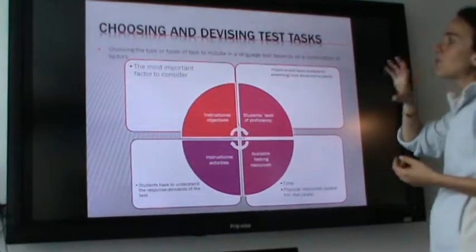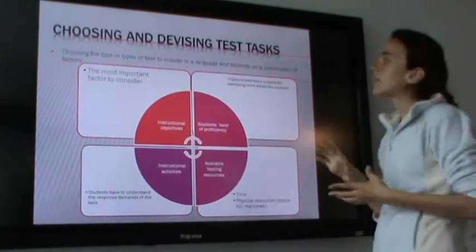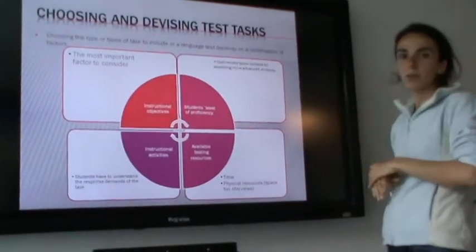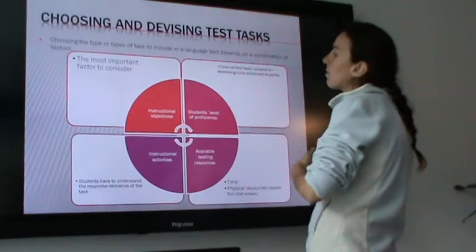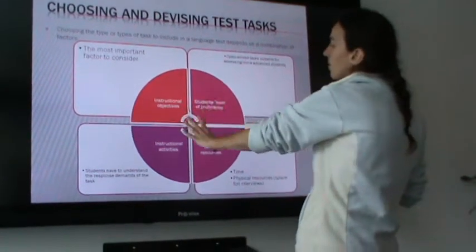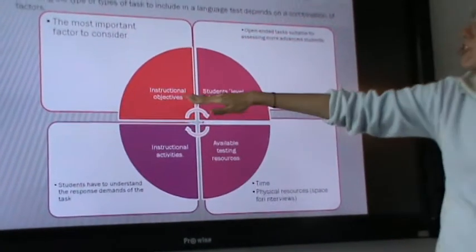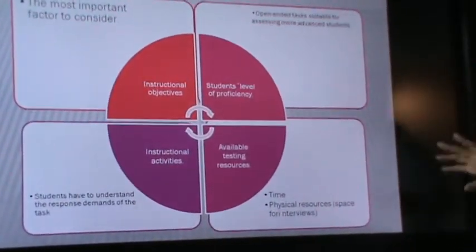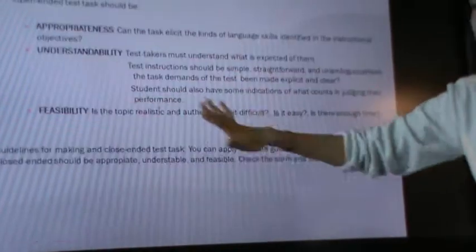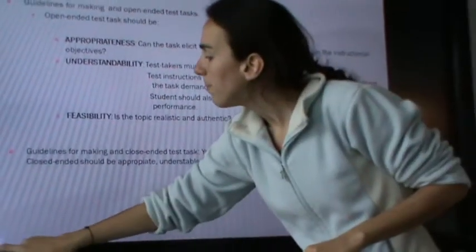When you have to choose the type of task that you are going to include in the language test, you will probably need to look at these four options. You first have to know which instructional objectives you are going to test. This is the most important factor.